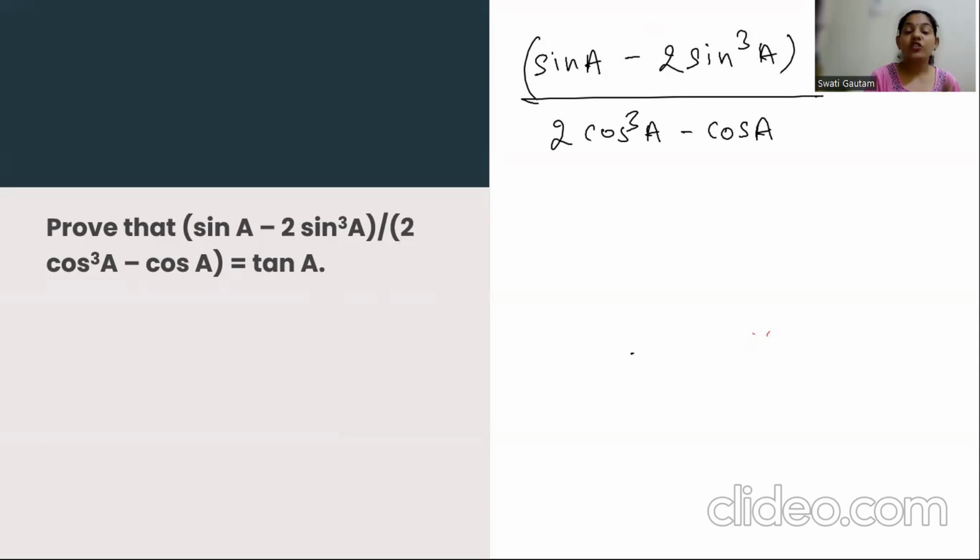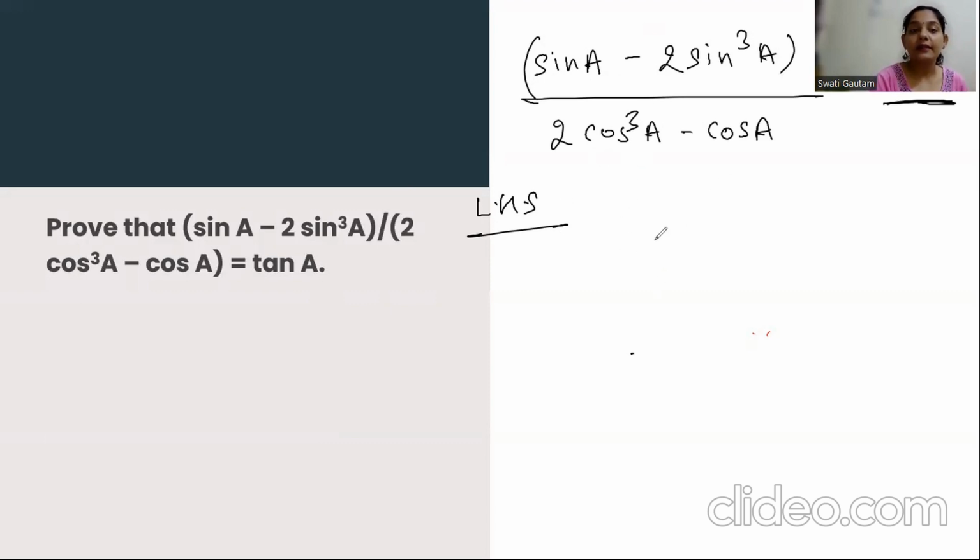Whenever you have a question of proof, either you can take the left hand side, solve it, and make it equal to the right hand side, or in some questions you have to solve the right hand side and make it equal to the left hand side, or sometimes you have to solve both parts and make them equal. But in this question, the right hand side is already simplified, tan A. Okay, so we have to solve the left hand side.